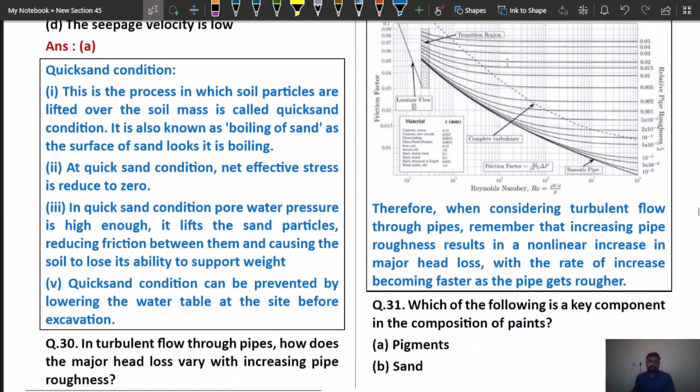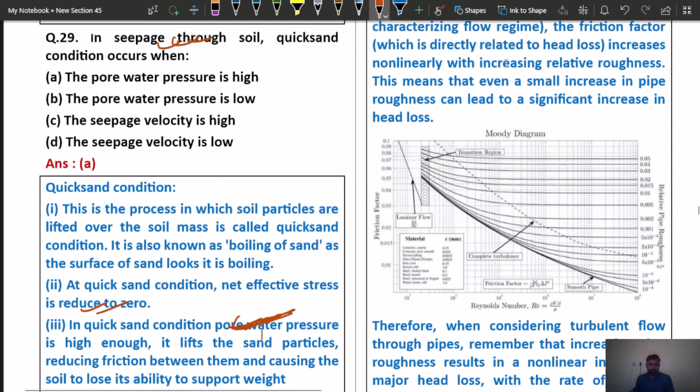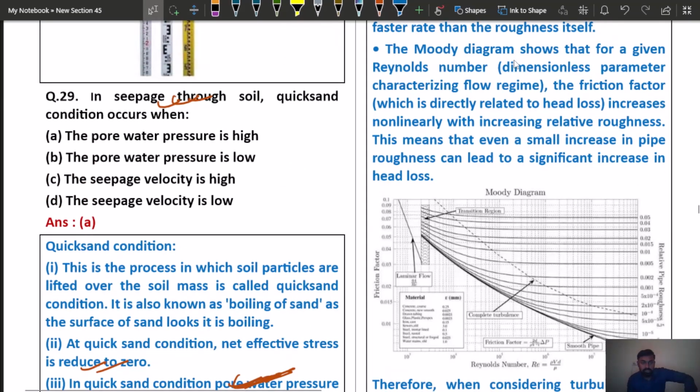Quicksand condition is the process in which the soil particles are lifted over the soil mass, and this is also called the boiling of the sand, because on the surface of the earth sand will look like boiling. At quicksand condition, net effective stress reduces to zero. This occurs when the seepage pore water pressure is high. So in seepage through soil, quicksand condition occurs when the pore water pressure is high. So option A is correct for this question.